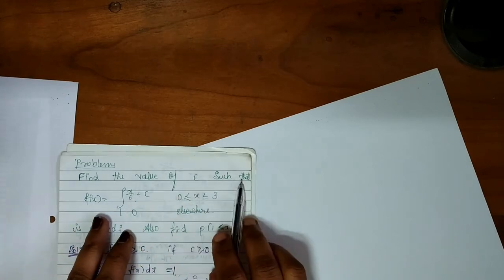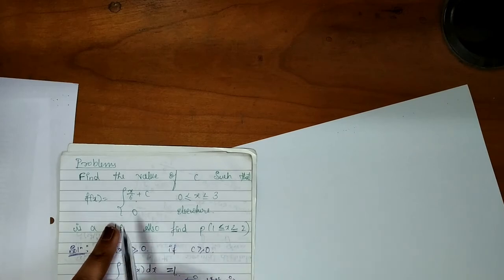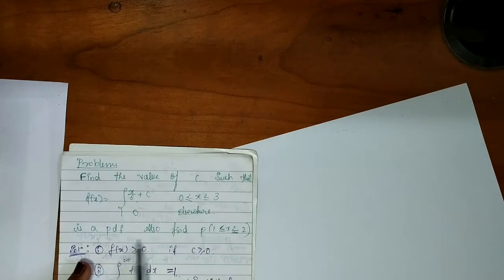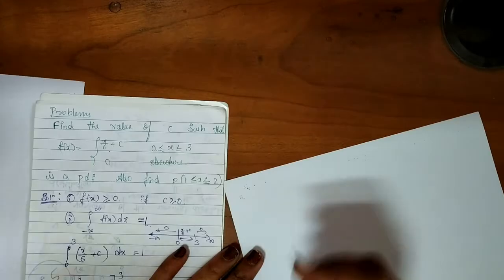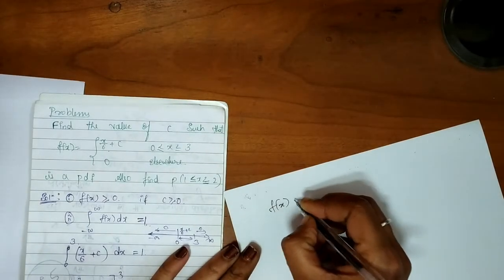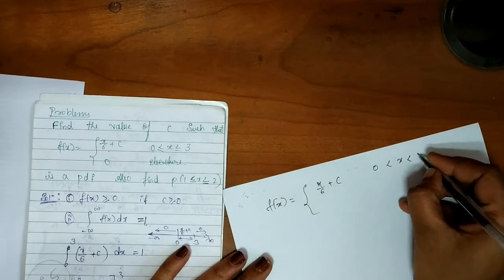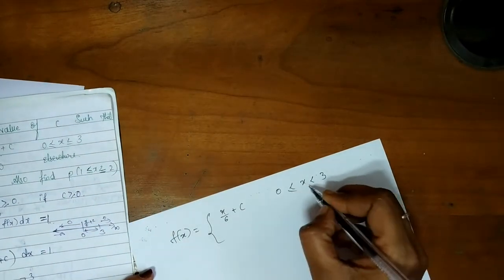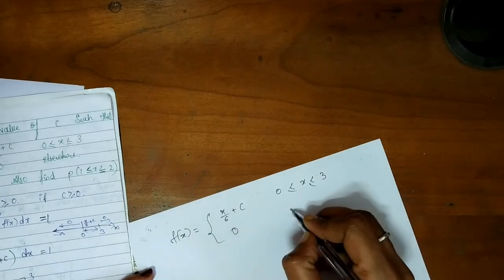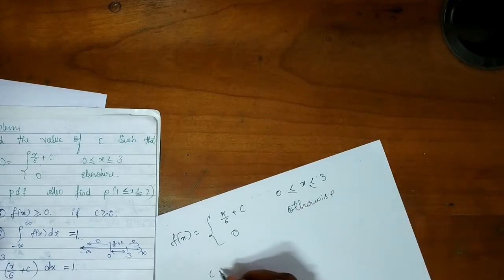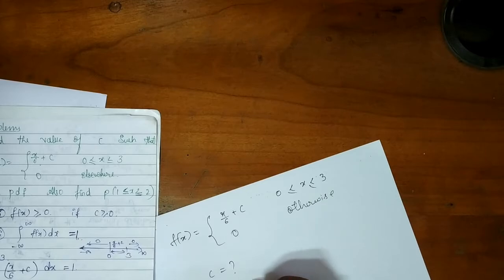Find the value of c such that f of x is defined like this. There the probability P of x and x is distributed under the table. Here f of x is defined as x by 6 plus c, where x lies between 0 to 3, 0 elsewhere, is a probability density function. Find P of x lies between 1 to 2. F of x is defined to be x by 6 plus c, where x lies between 0 to 3, and 0 otherwise. This is the function defined, and here we have to find the value of c and the probability of x lies between 1 to 2.